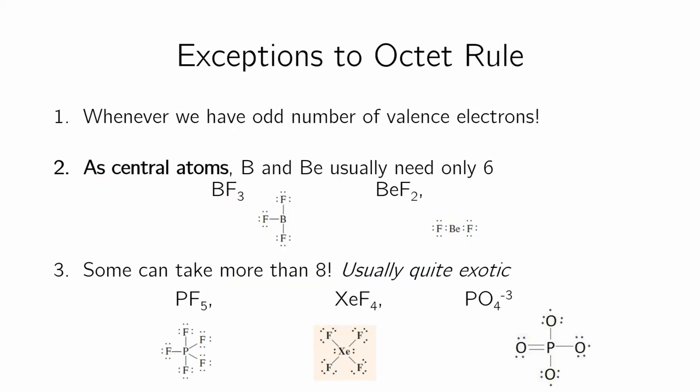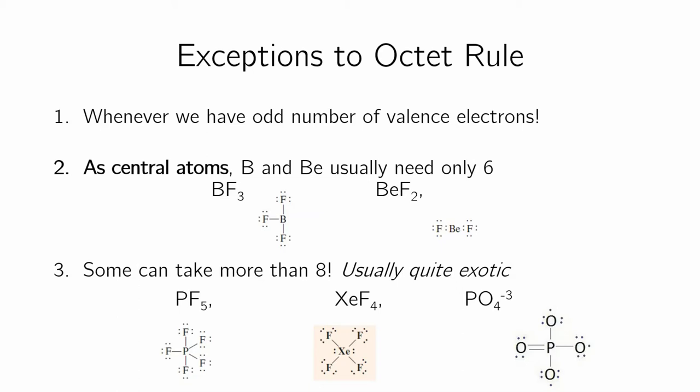Now I want to talk about exceptions to the octet rule, and we will see them when we do the next unit after in a bit. This happens quite a lot. And so some atoms sometimes only need 6, and I will tell you that boron and beryllium are the ones that do that. You won't see this very often in chemistry, and even in our assessment, I probably won't give you too many of these because it's not fair. The octet rule is the one that reigns supreme. So as central atoms, boron and beryllium sometimes, not always, need 6. So you would see these things, okay?